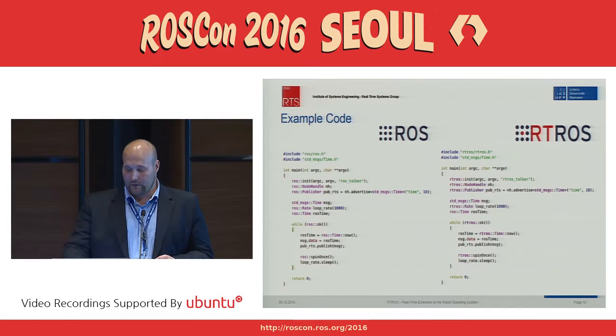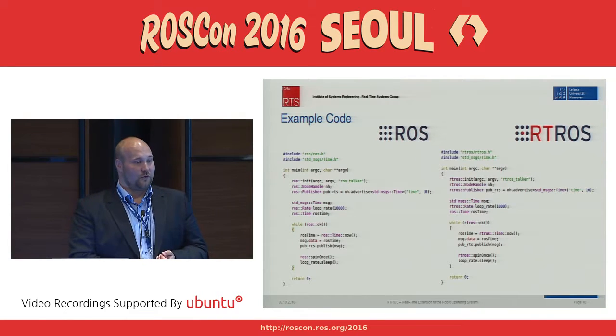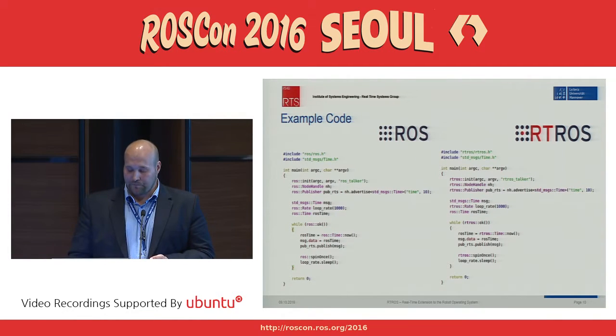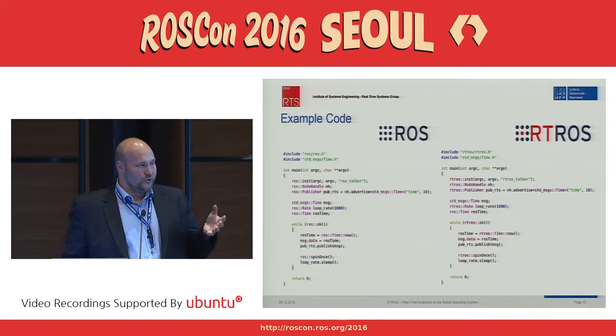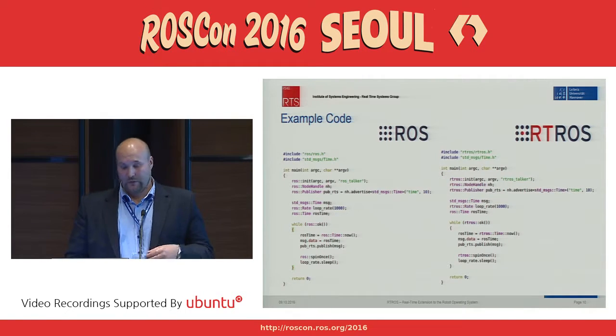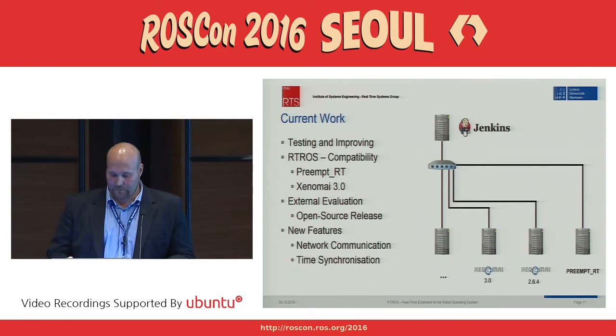Otherwise, ROS or the RTROS uses the same message definition, so you can include and use all the messages you currently have. And yeah, well, we believe therefore the usability and the compatibility is quite high, so it's easy to port an application or to use this approach to develop new ones according to the standard ROS documentation schemes.